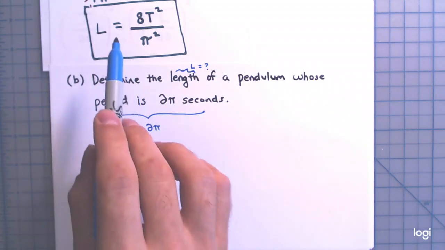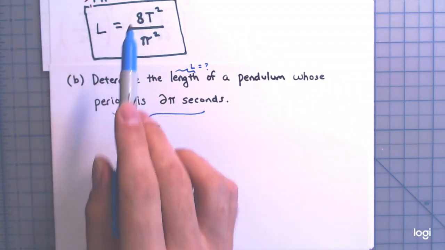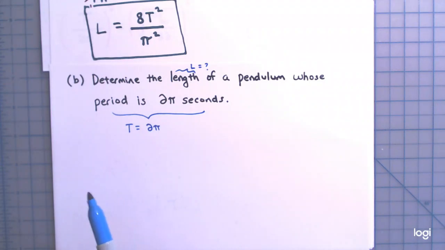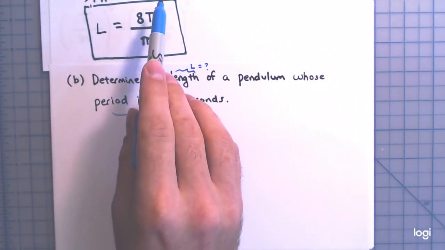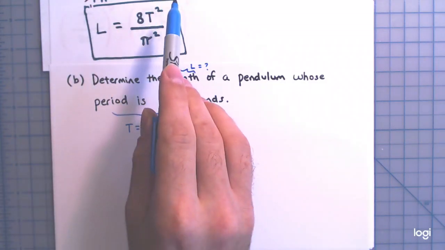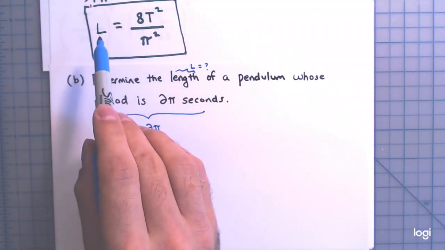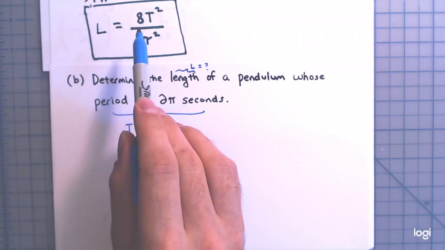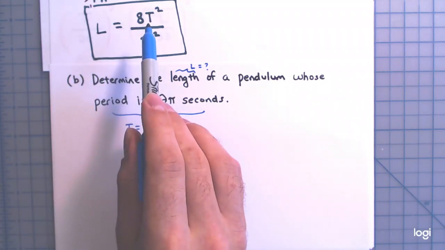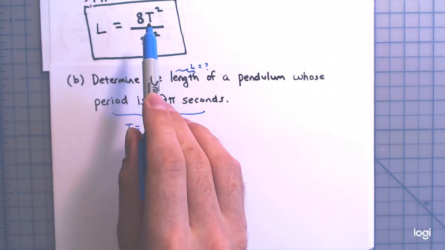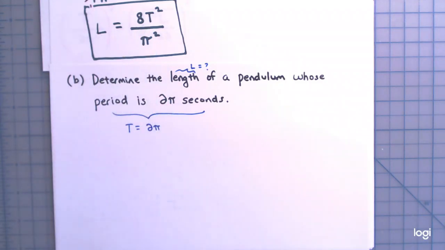Now you could go to either equation. You could go back to the original one and solve for L again, but why not just use the one we got here in part A? I have a nice equation that is already solved for L. L is already alone, so all I need to do is plug in the value of t. I need to plug in that period to get L.